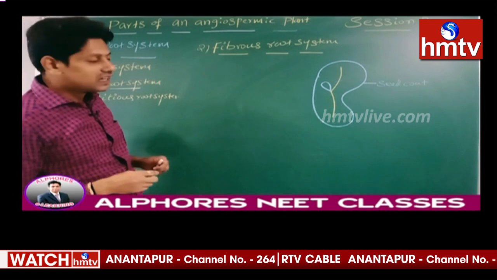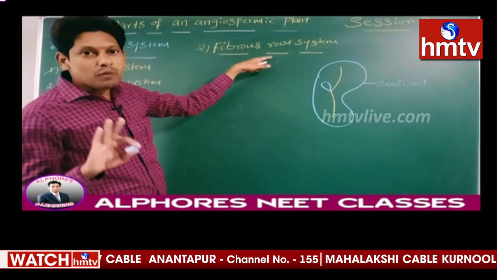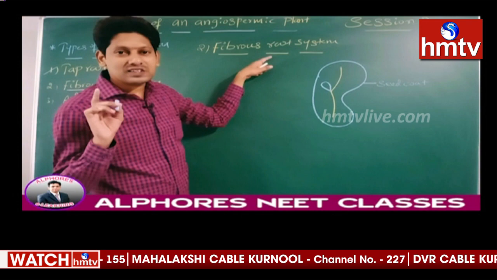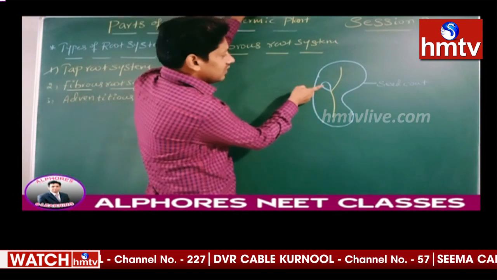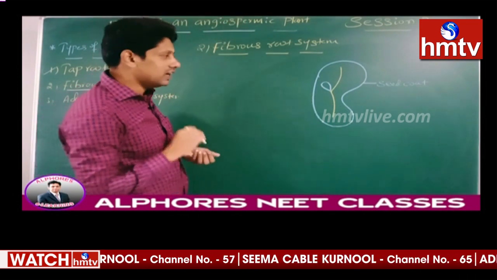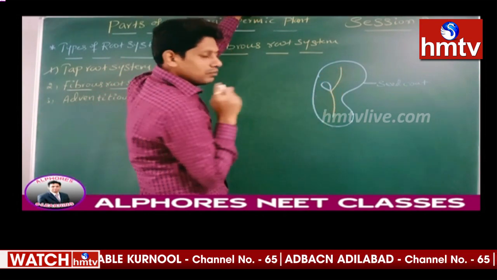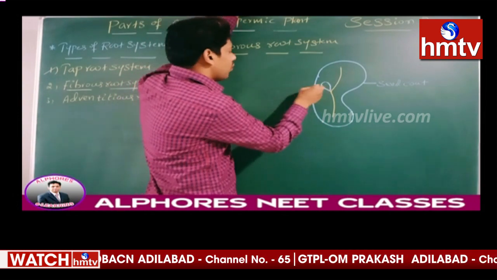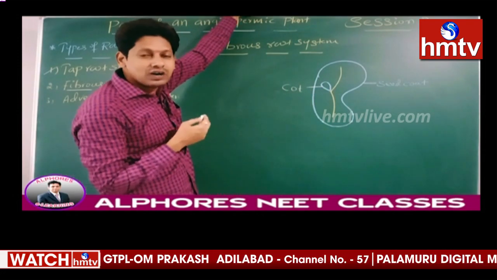Now see what I told. Fibrous root system is present in monocots. I told mono means 1 cotyledon. It means in monocot seeds how many cotyledons are present? 1 cotyledon. That's why I drew only 1 cotyledon in the diagram. This is the embryonal axis. Why only 1 cotyledon? Because this is a monocot seed.